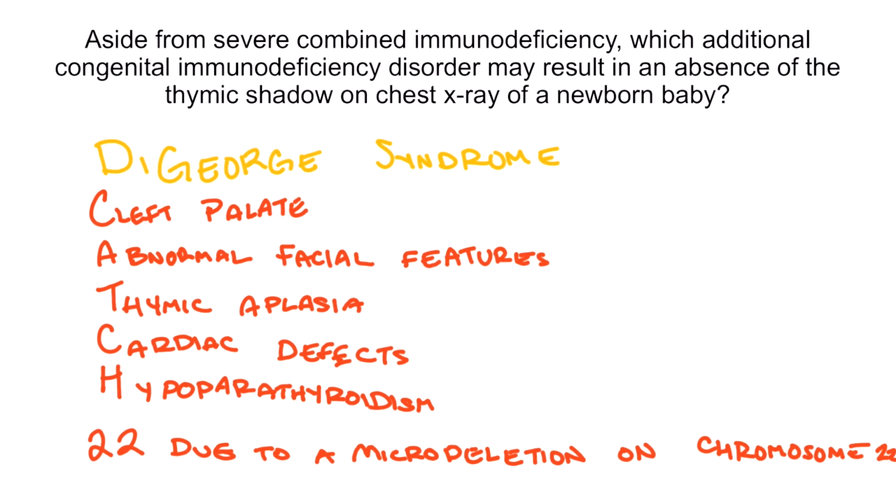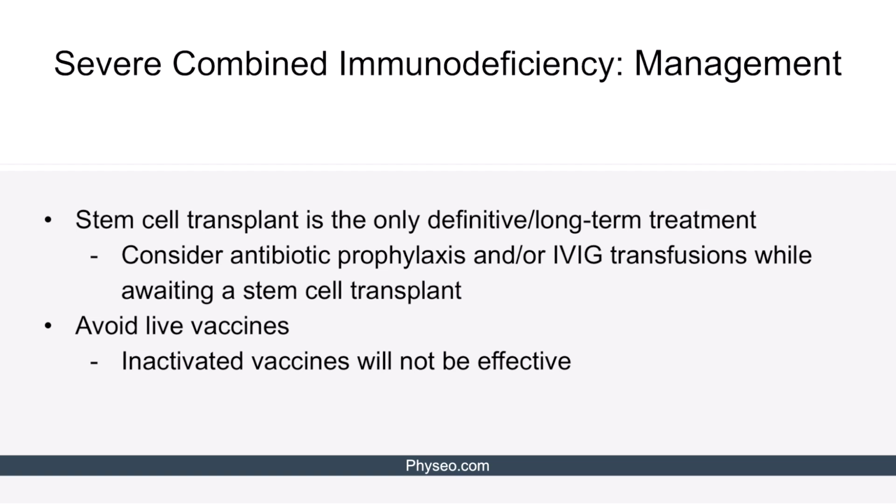As far as management of severe combined immunodeficiency is concerned, a stem cell transplant is the only definitive or long-term treatment option for these patients, as it is the only option that may help restore the development of a functional immune system. In fact, if babies with SCID don't get a stem cell transplant, they are unlikely to survive beyond 1 year of age due to recurrent infections. Most clinicians will also consider giving these babies antibiotic prophylaxis and/or IVIG transfusions while awaiting a stem cell transplant.